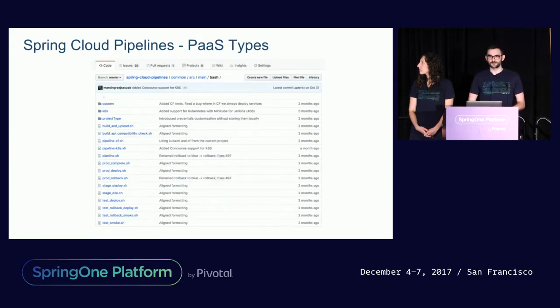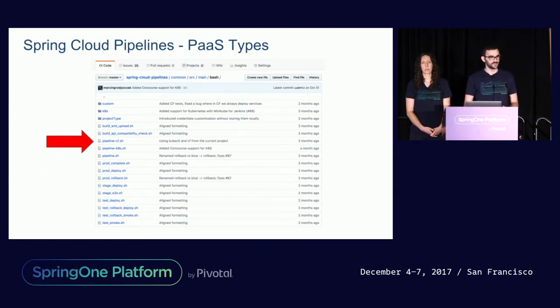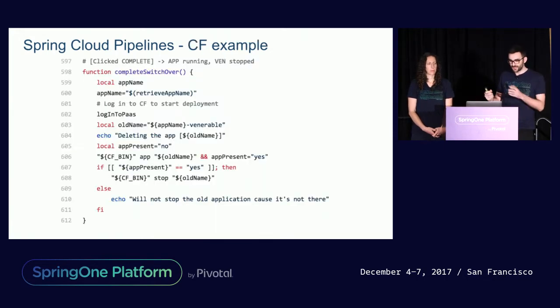Now, we have different platform as a service types. So we have pipeline-cf and pipeline-kate. So we support Cloud Foundry and Kubernetes. Let's check out part of pipeline CF. So over here you can see an example of, let's say, one of the last steps, complete switch over, which essentially deletes the old app and stops the old app if it's present, etc. So for Cloud Foundry, you have a specific script; for Kubernetes you have another one. If you had yet another platform as a service type, you would just add a new function, a new script that follows this convention. So it's all convention-based.